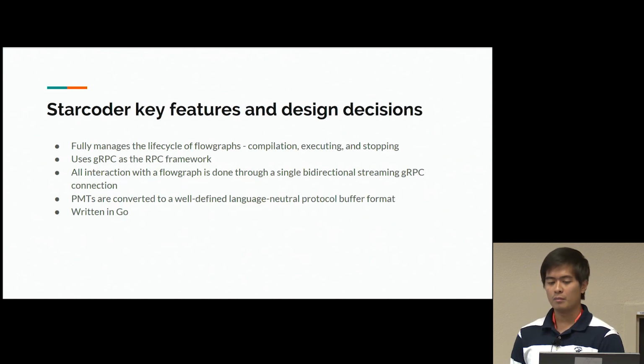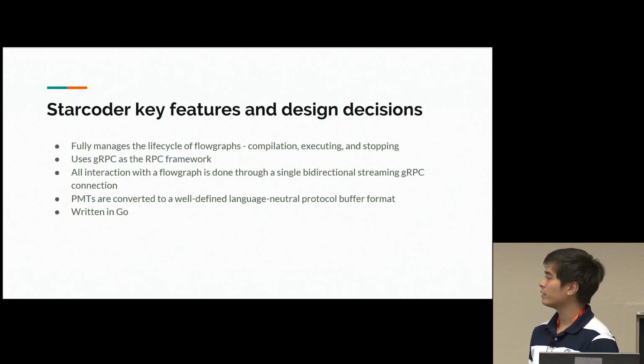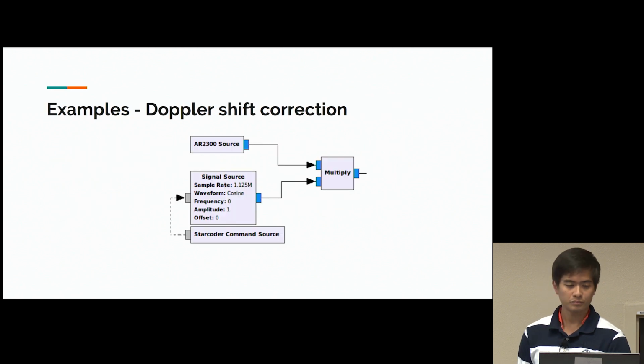Yeah, and that's Starcoder. Here's a summary of Starcoder's key features and design decisions. It fully manages the lifecycle of flow graphs from compilation to execution to stopping. It uses gRPC as the RPC framework. All interaction with the flow graph is done via a single bidirectional streaming gRPC connection. PMTs are converted to a well-defined language-neutral protocol buffer format, and it's written in Go.